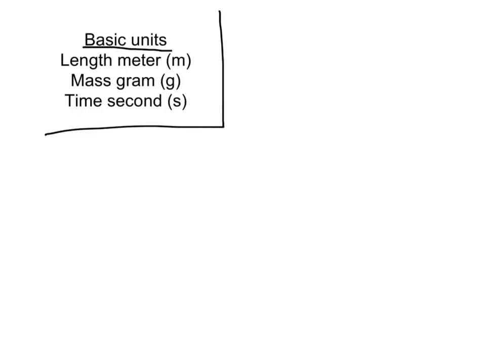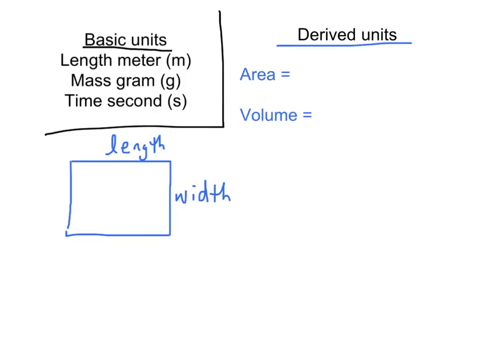Okay, so we have our basic units. They are length in meters, mass in grams, and time in seconds. Okay, so to get area, we've got an area that we want to find of a rectangle. We would go length, we'll use an L, times the width, our W.